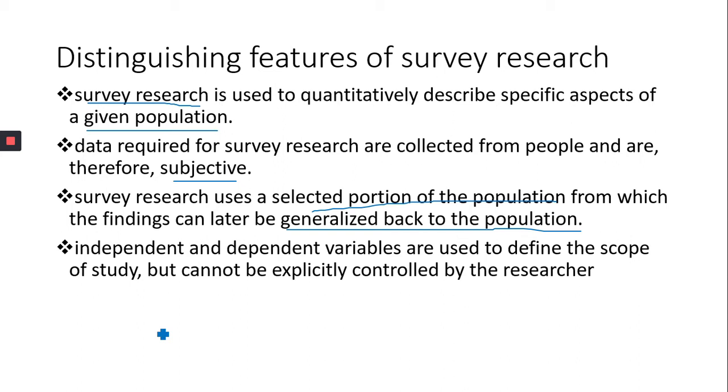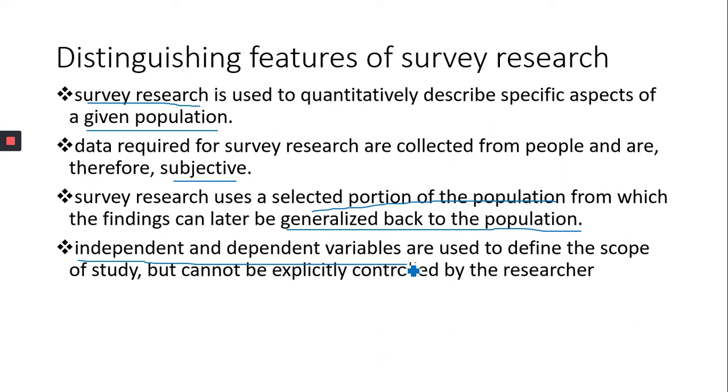So if we go to Omusati, for instance, or Erongo, we can just ask 200 farmers, but there are more than 200 farmers in Omusati. So that is what we mean when we say a survey uses a selected portion. You select a few people and then the results from those people can be generalized or inferred. We can extend the result to explain the whole population.